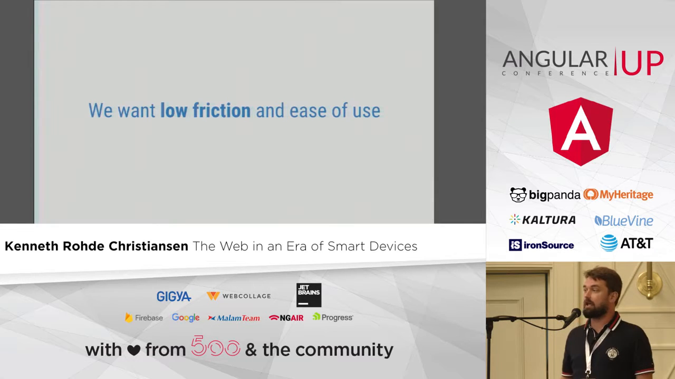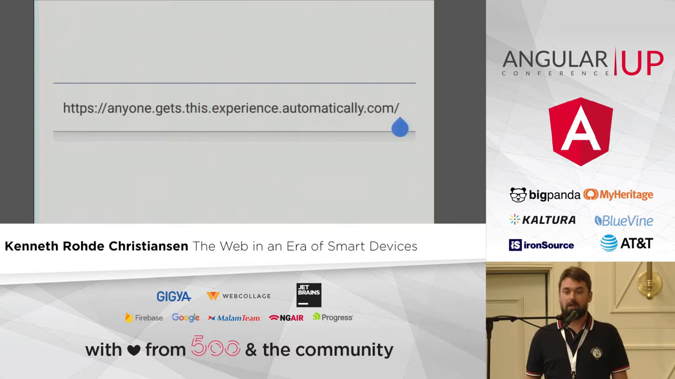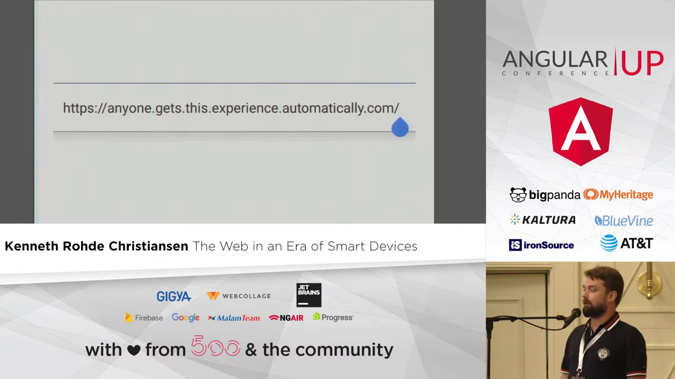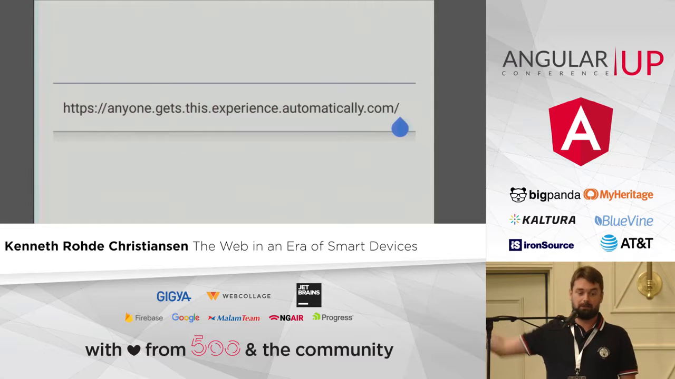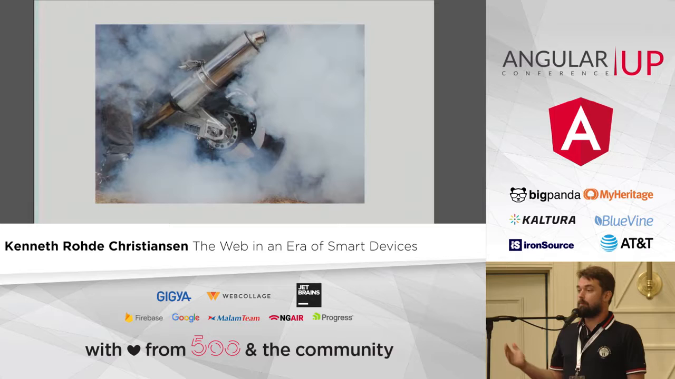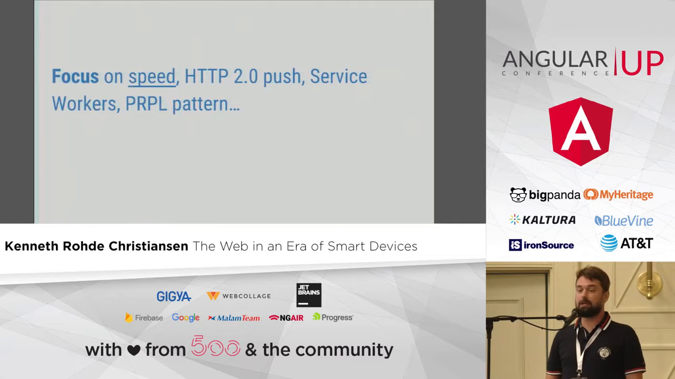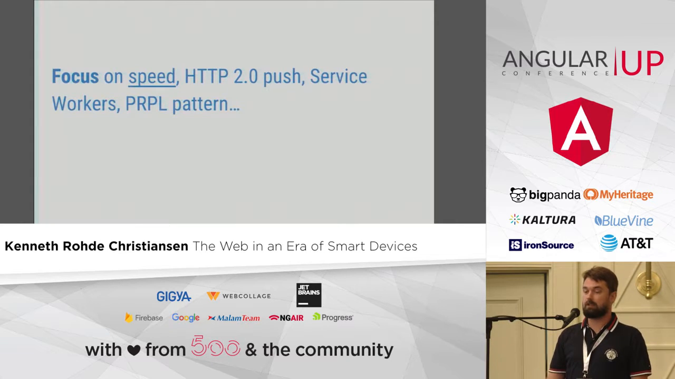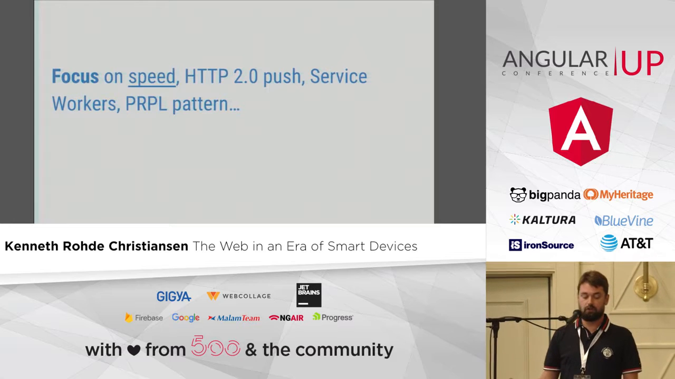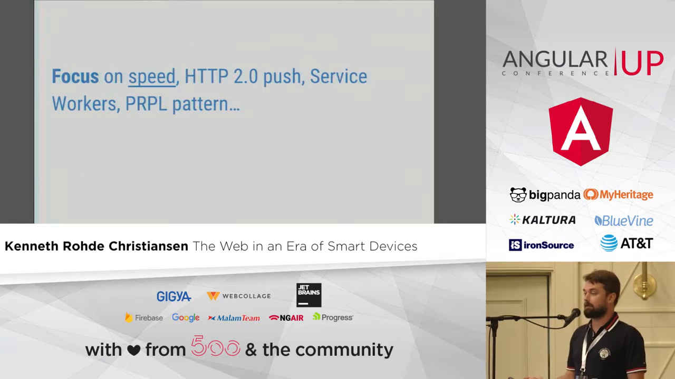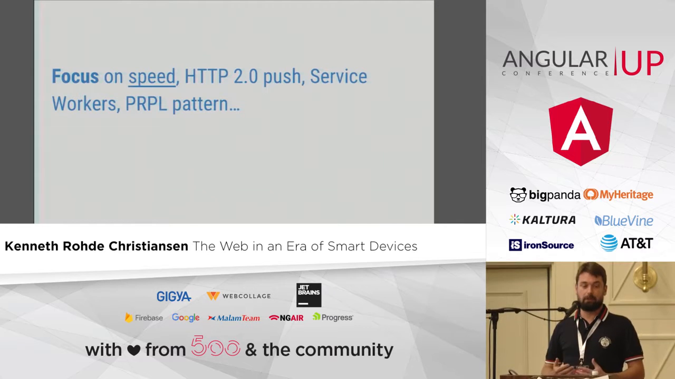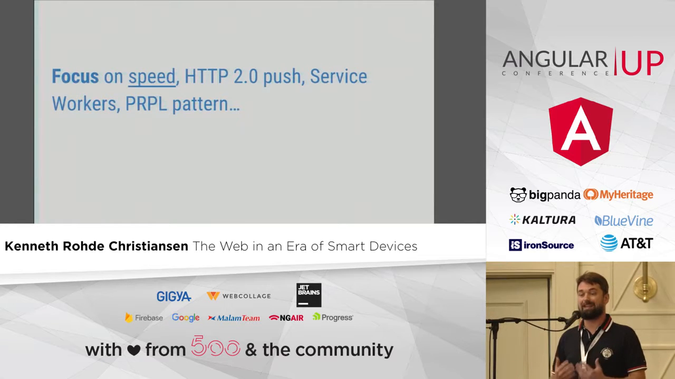We want the low friction and we want the ease of use. And all of you, as web developers, get this. Everything on the web is just a URL away. But in order for this to really work, the web needs to be fast. And there are a lot of good things going on in the web lately. There's been a lot of focus on speed, especially HTTP/2 server push, service workers, and something called the PRPL pattern. As I said before, I work with Chrome, and we've been working on making the web really fast and fast by default.